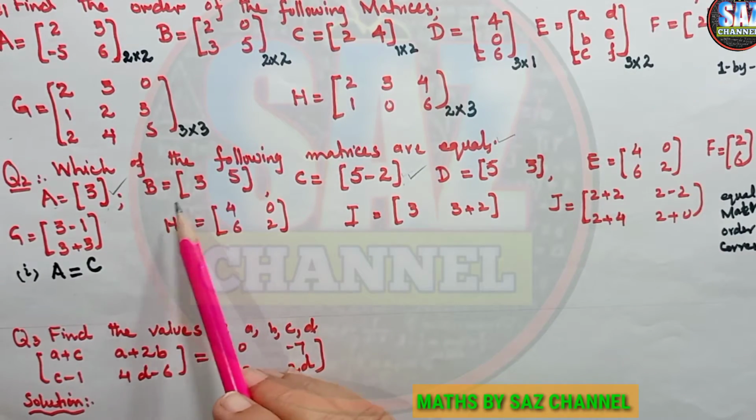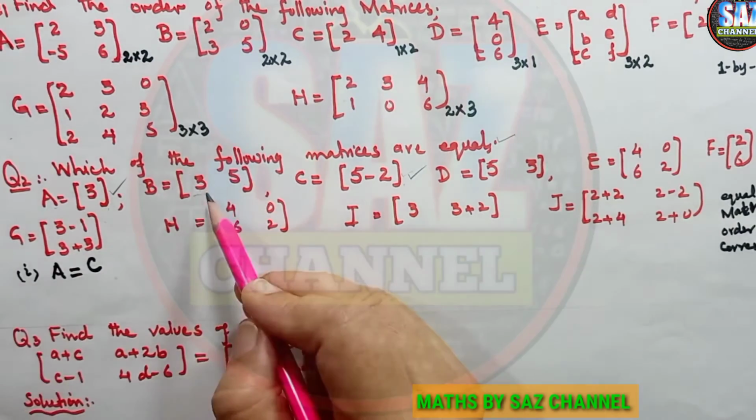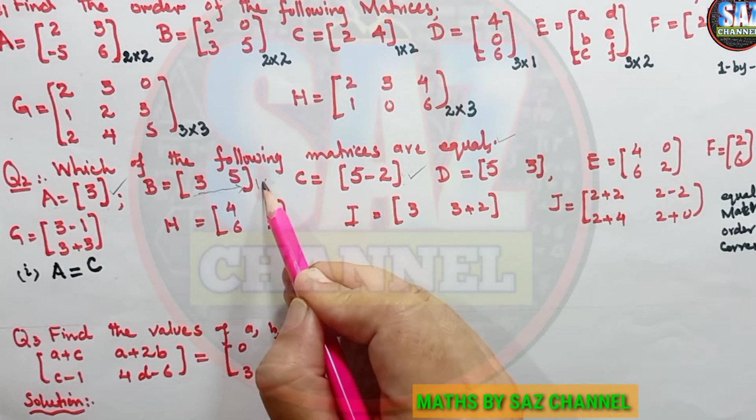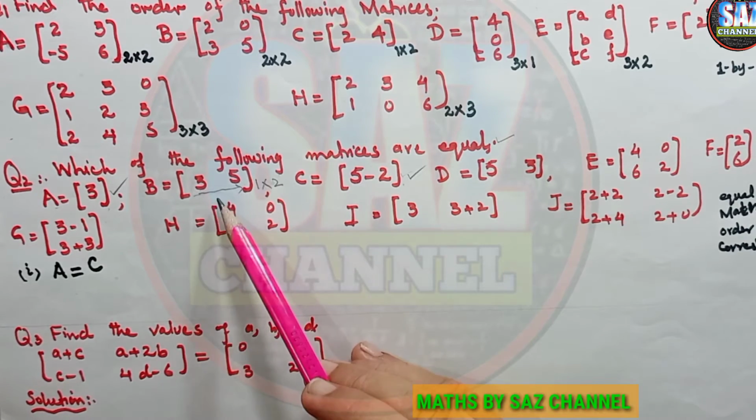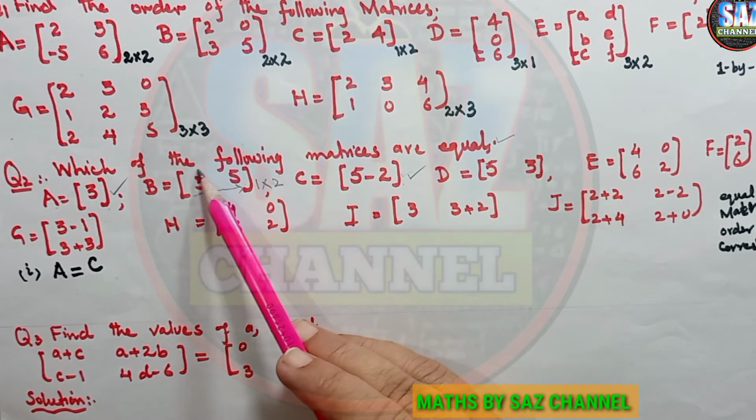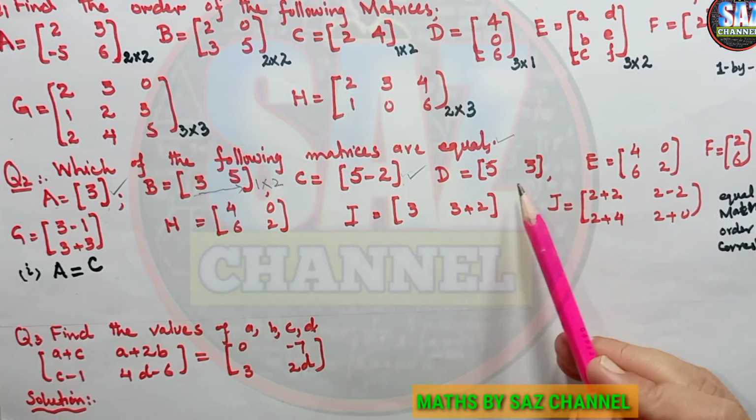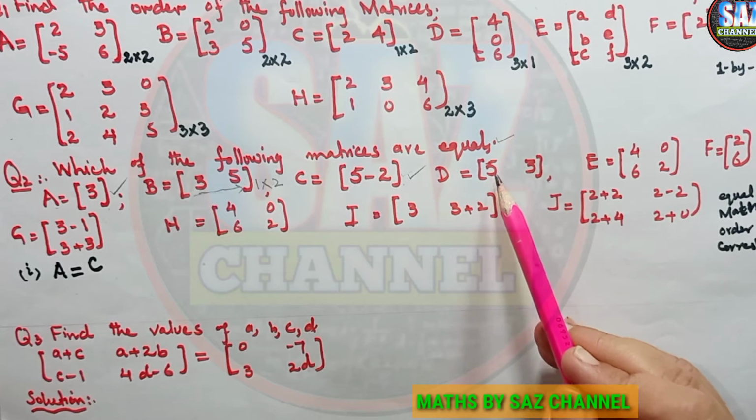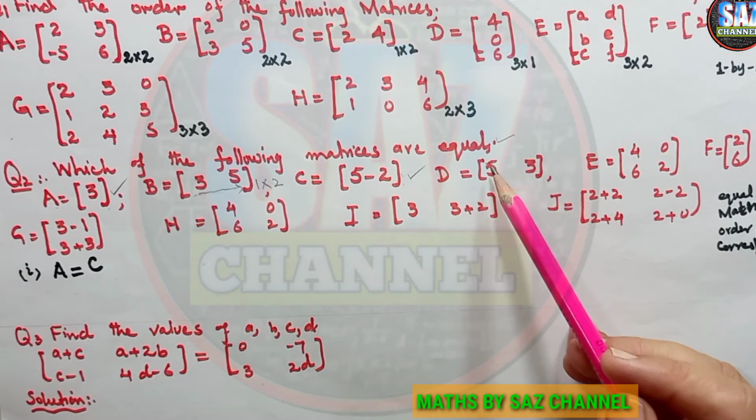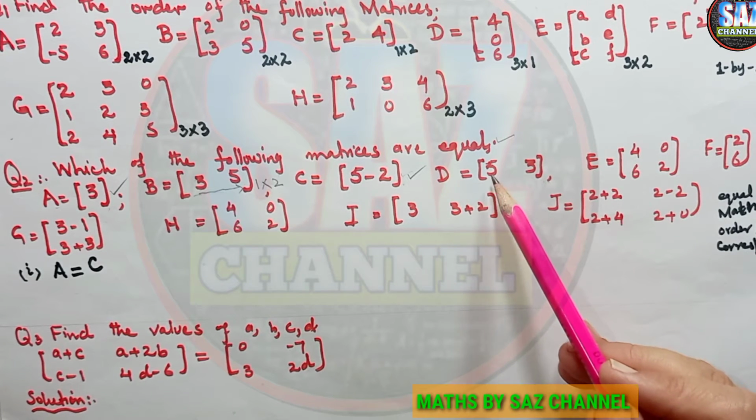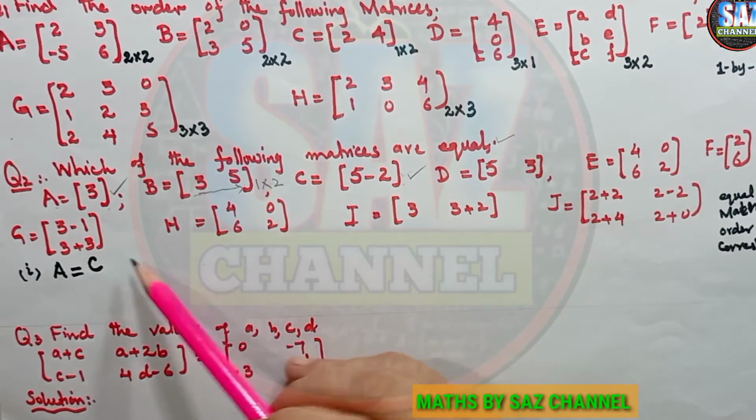And then coming to B, B has the elements 3 and 5. Its order is 1 by 2. Now we have to see which other matrix has the order 1 by 2 with the same formation of elements. If we look at D, its order is again 1 by 2, but if we look at the corresponding elements, in B matrix the first element is 3, but in D matrix the first element is 5. So these two matrices cannot be equal. Let's move to some other example.